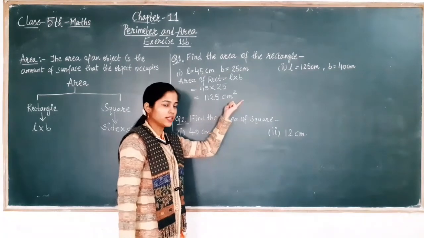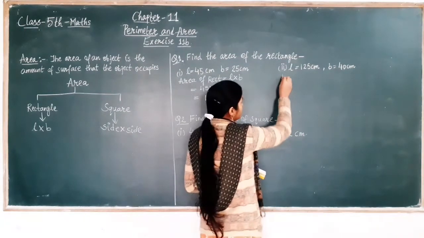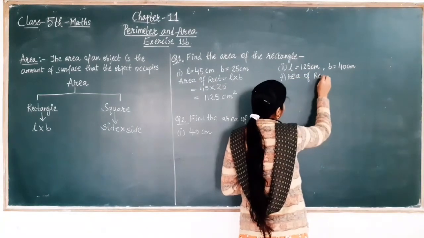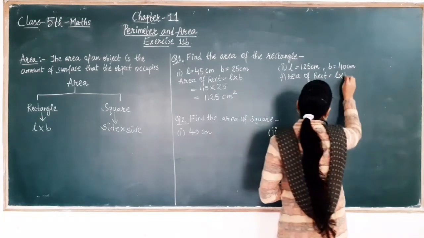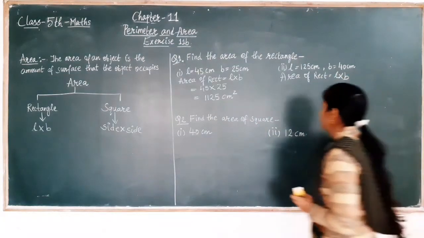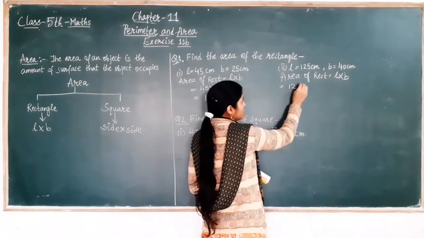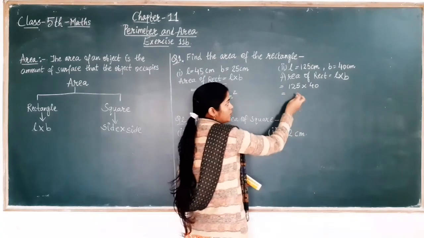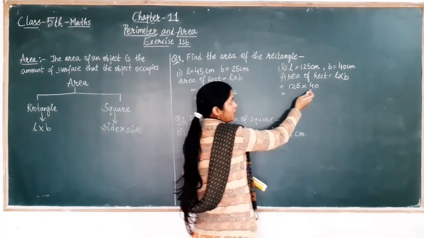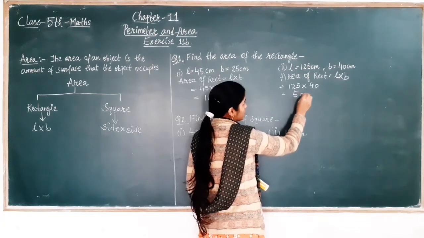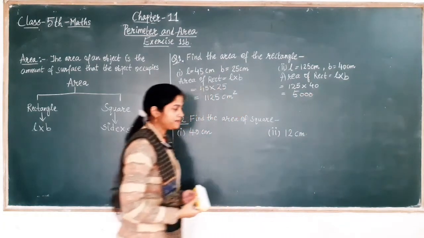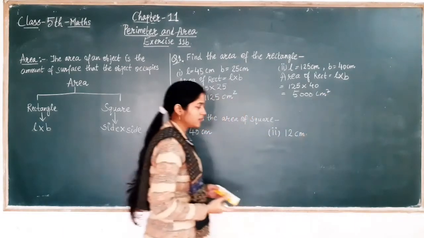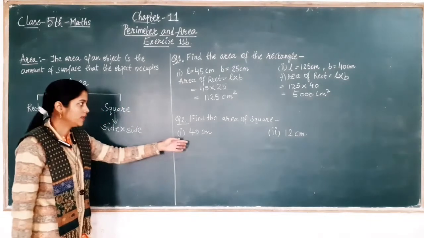as centimeter square. The same way, we'll find the area of the second one. Area of rectangle is equal to length into breadth. And what is the length? It's 125 into 40. If you multiply 125 into 40, you will get 5000 centimeter square. Don't forget to write centimeter square.